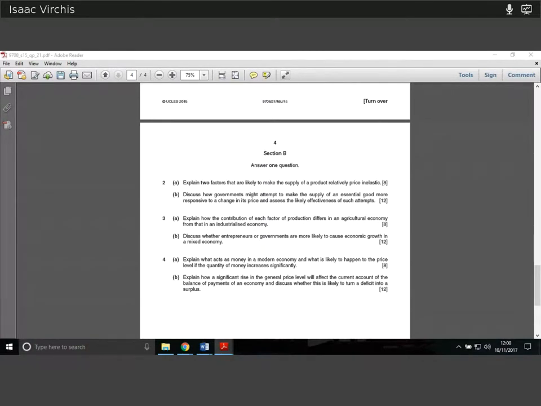Availability of factors of production. Can you employ more people easily? Can you buy more land to build another factory? Can you just suddenly start creating more products? There might be a lot of constraints on that.